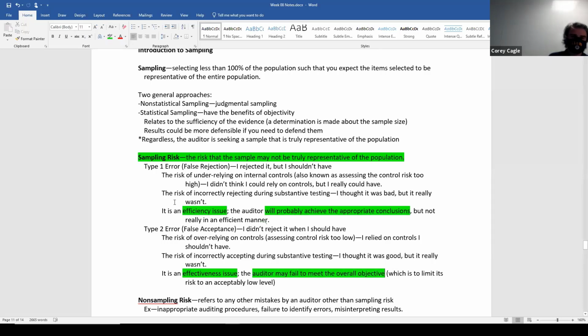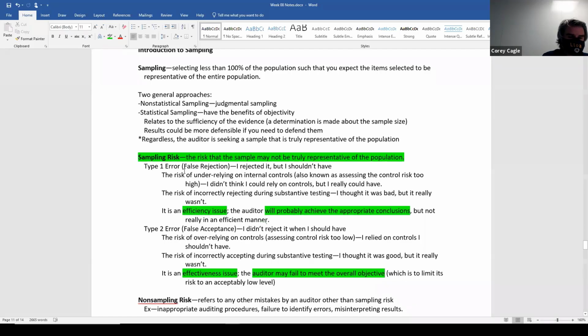So that's important stuff. Takes a little bit of running it through your head to figure it out in test questions and things, but it's doable, right? False rejection, false acceptance. All right. Very good.